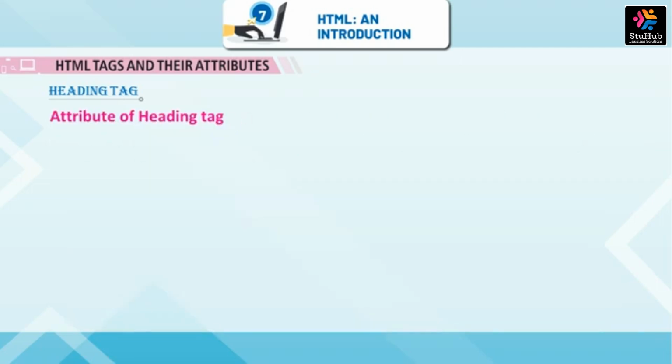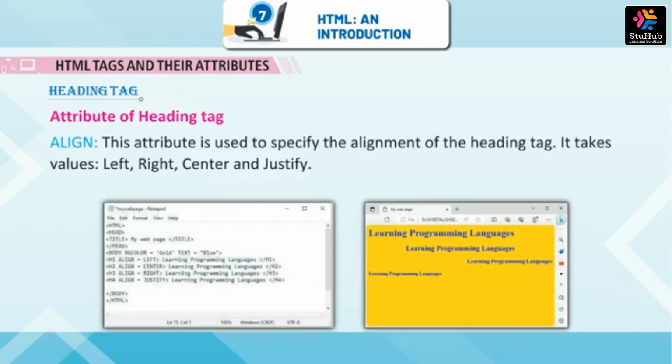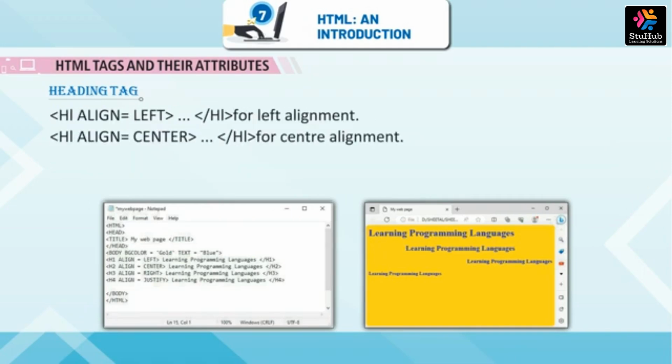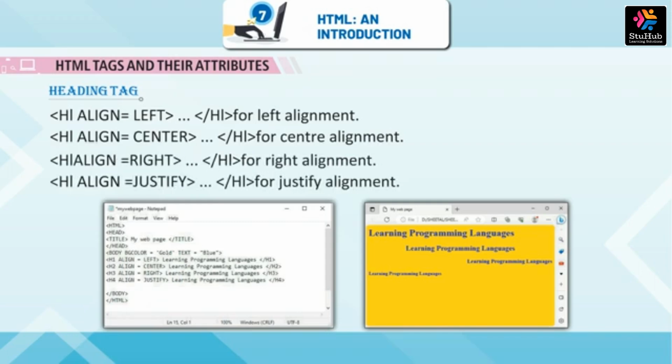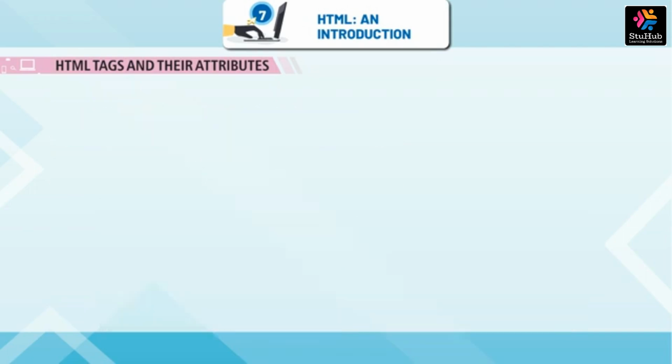Attribute to heading tag. Align. The attribute is used to specify the alignment of the heading tag. It takes values left, right, center, and justify. <H1 align=left></H1> for left alignment. <H1 align=center></H1> for center alignment. <H1 align=right></H1> for right alignment. <H1 align=justify></H1> for justify alignment.